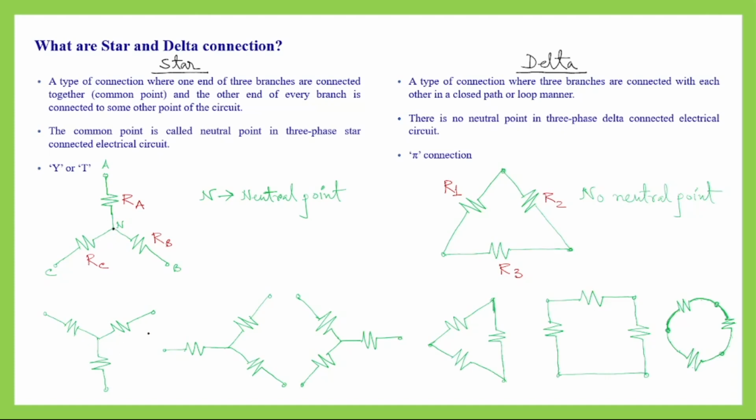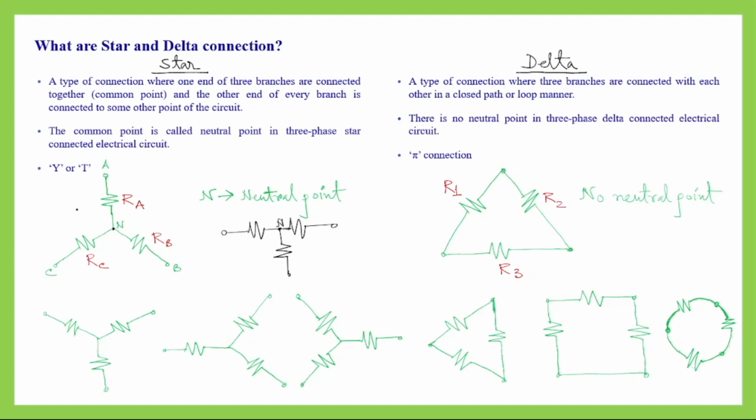Now these are the different orientations of star connection. As you can see, this looks like Y. So sometimes the star connection is also called Y connection. Also, if we connect these three resistors this way, then this type of connection is also star connection, where this is the neutral point, and this connection looks like the alphabet T that we know. So this connection is sometimes also called T connection. These are different orientations of star connection.